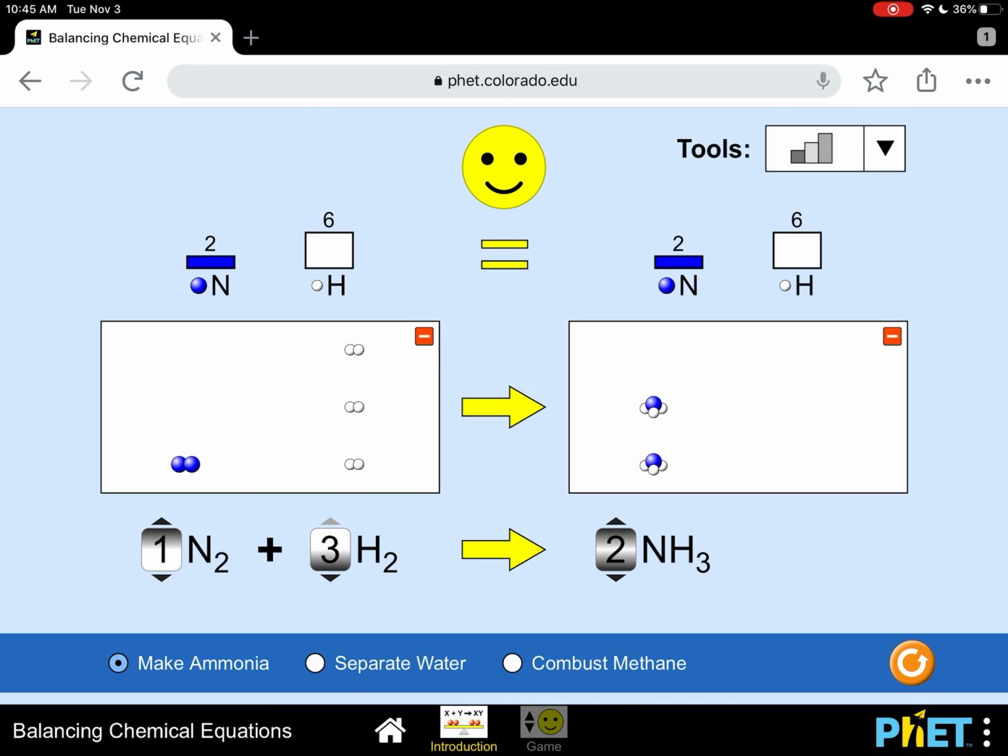Okay? So that's all this balancing is saying. It's saying that in order to make 2 ammonia molecules, I have to have 1 nitrogen and 3 hydrogen. And if the equations are not balanced, then it's going to mess up what we're doing later in the week, where we're trying to measure or predict how much we can produce of something.